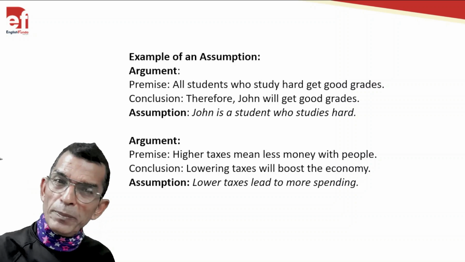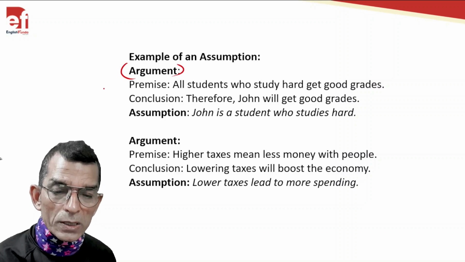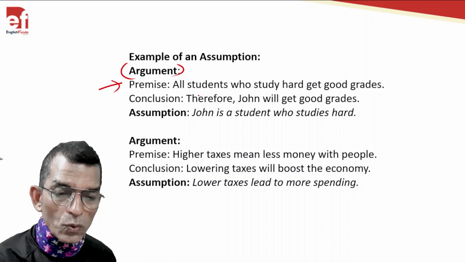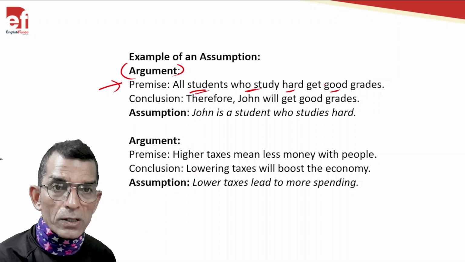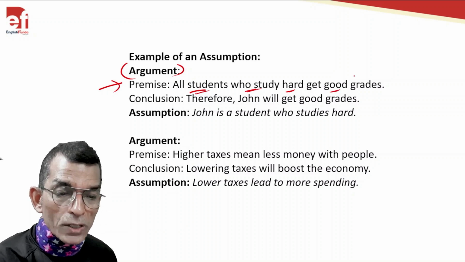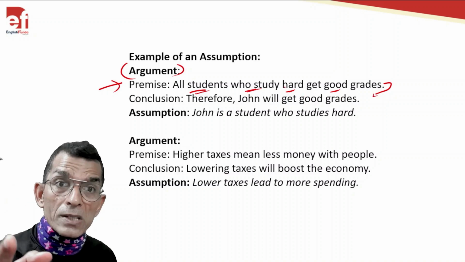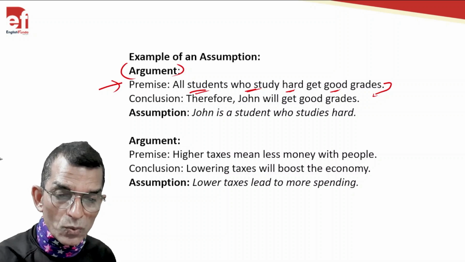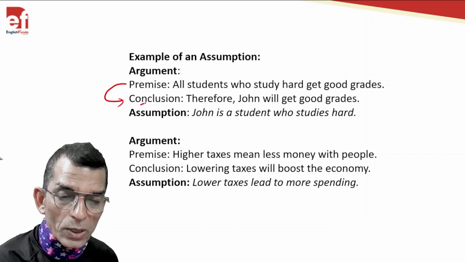Now, let me show you some examples of assumptions. There is an argument here. Okay, there is a premise and the conclusion, and you see how it works. One premise is given here. All students who study hard get good grades. Well, the conclusion reached is directly from here. I have not given one more premise that is necessary to link the given premise to the conclusion. What I'm saying is, sir, there should have been one more reason before you come to the conclusion.